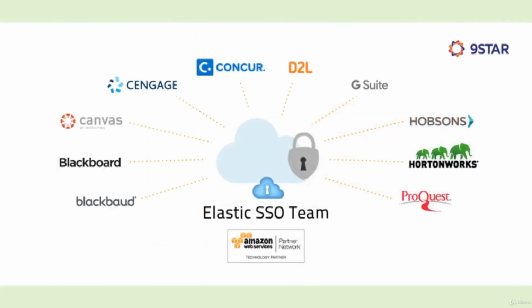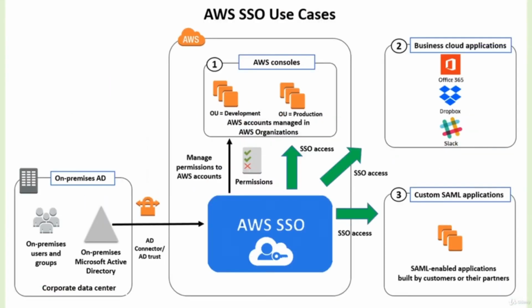It could be integrated with a wide range of services. It has an elastic SSO team. They could be working on different projects or different vendors. The Amazon partner network is huge.